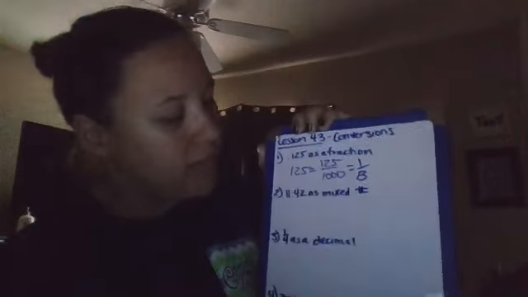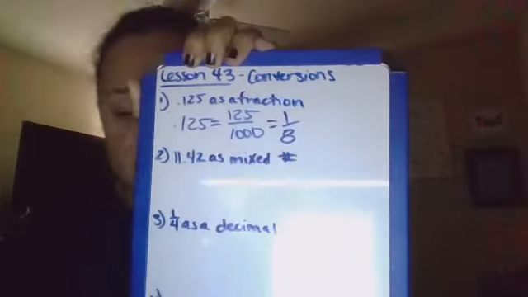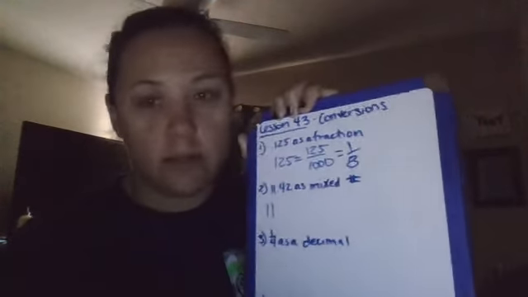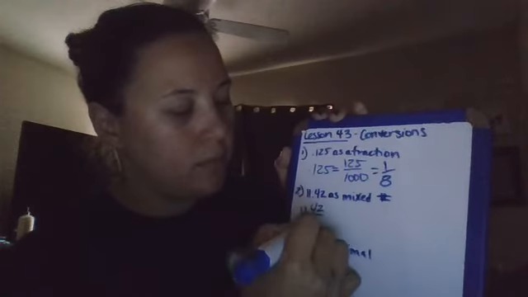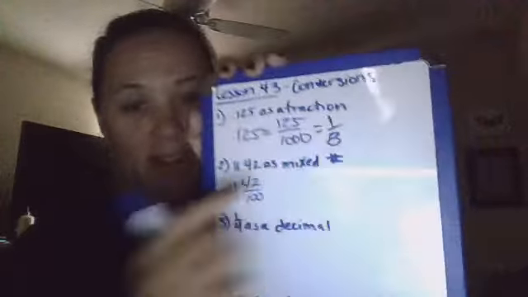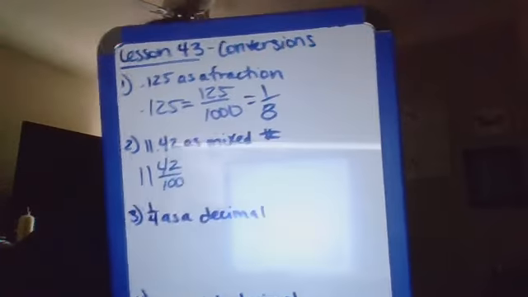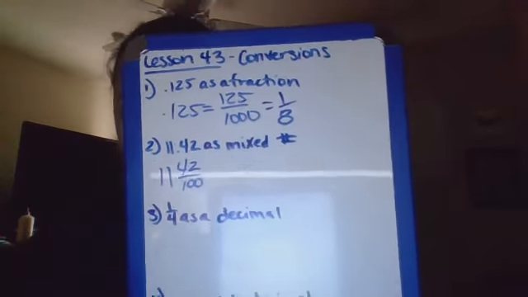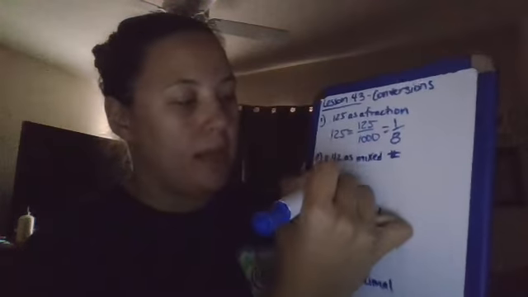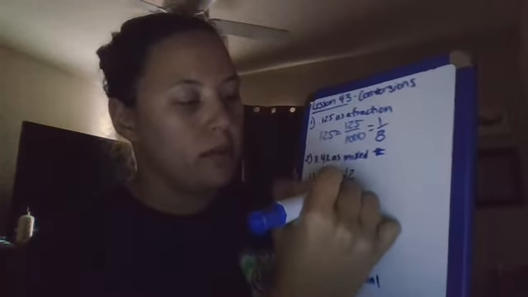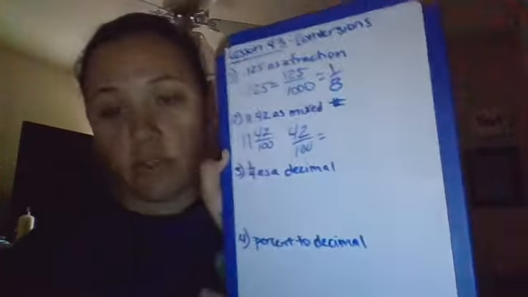Right, so then our second one is 11.42, and we're going to write that as a mixed number. So we know 11 is in front of the decimal, so it is the number that's not part of the fraction. And then 42 is over 100, because the 2, the last number in it, is in the hundredths position. So we have 11 and 42 over 100, and the 42 over 100 needs to be reduced. And 42 over 100 reduces down to 21 over 50.